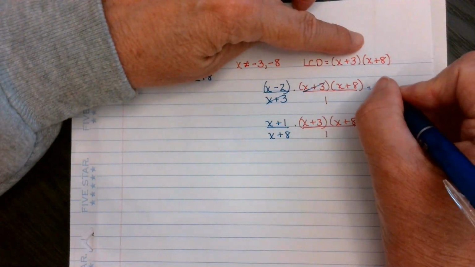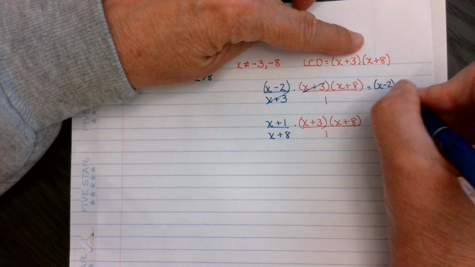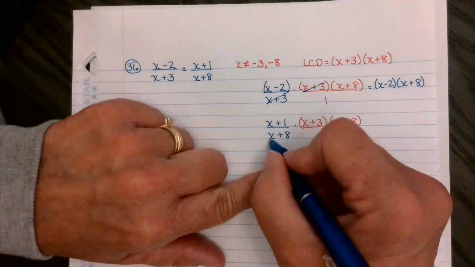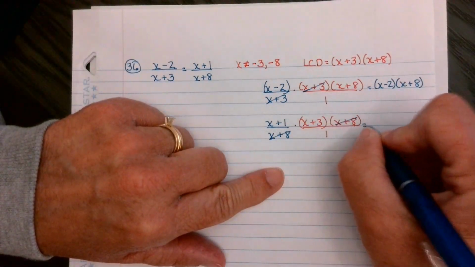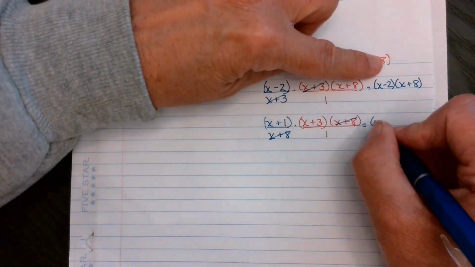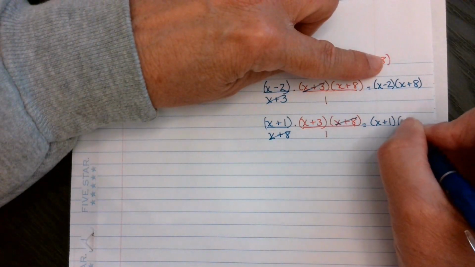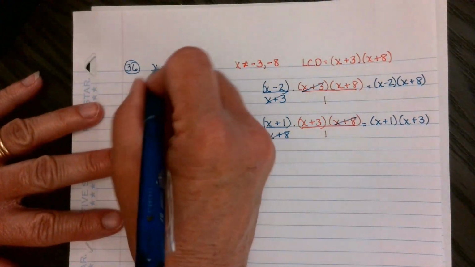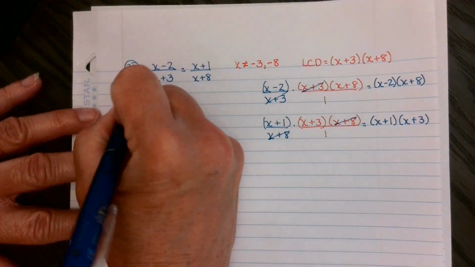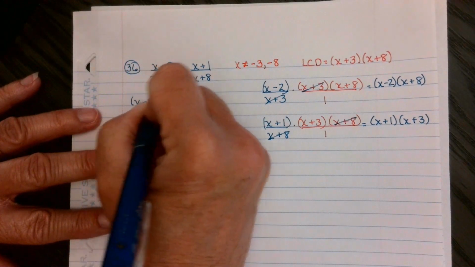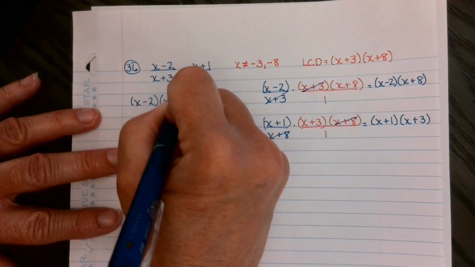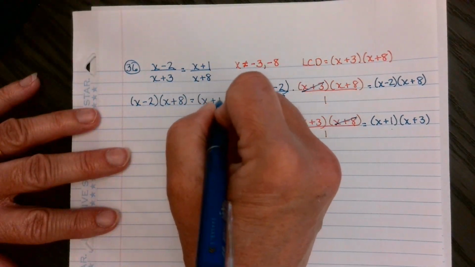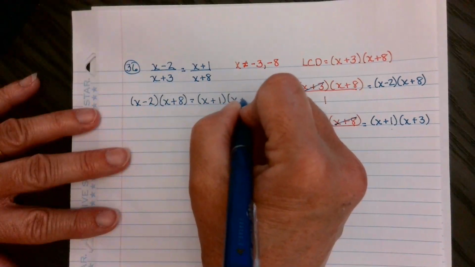right here, we have x minus 2 times x plus 8. My x plus 8's cancel. So here I'm left with x plus 1 times x plus 3. Okay, so when I multiplied that, I got x minus 2 times x plus 8 equals x plus 1 times x plus 3.